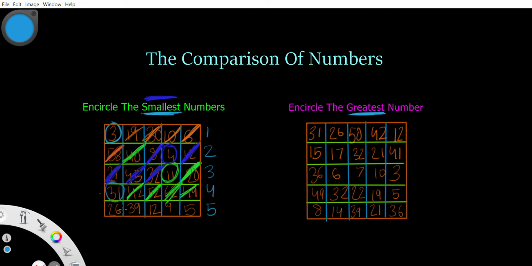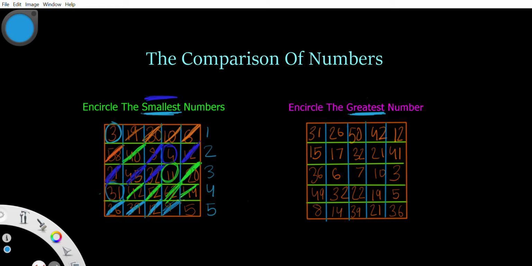For our fifth row, we have 26, 39, 12, 9, and 5. We know that 26 is smaller than 39, so we take off 39. But 26 is greater than 12, so 26 is not going to be the answer, because we want the smallest number. We have 12, and 12 is greater than 9, so it's not going to be that. And 9 is greater than 5.